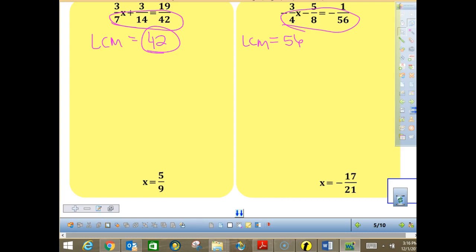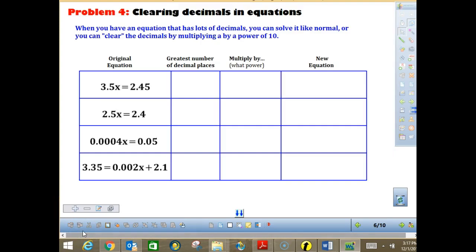I do not want 9C. And here is the reason. So it says you can have equations with lots of decimals and you can solve them like normal. Meaning, if we wanted to solve this first problem, what would you do to solve 3.5x equals 2.45? Okay, do that, please, for me right now. Divide both sides by 3.5, and tell me what you get for x.